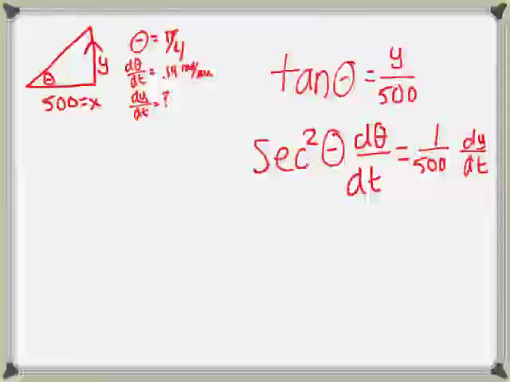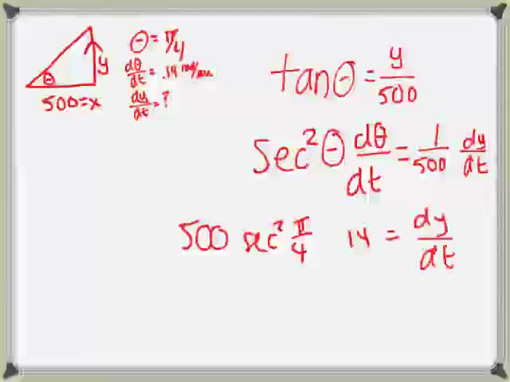So yeah, we plug in the values. If it is a free response, we could leave it at just 500 times secant squared of pi-fourths times 0.14 equals dy dt, which is disgusting. But for a free response, totally legit. For a multiple choice, not so much.